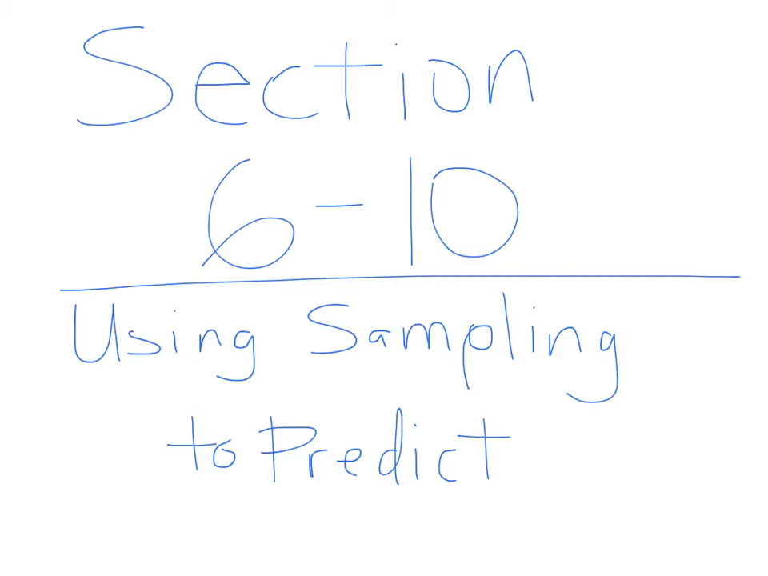A biased sample would be where you are favoring a certain crowd. You might try to find out the favorite sport of the school, and then you only ask the football team. Well, obviously, you're going to get most of them saying football. So that would be called a biased sample.